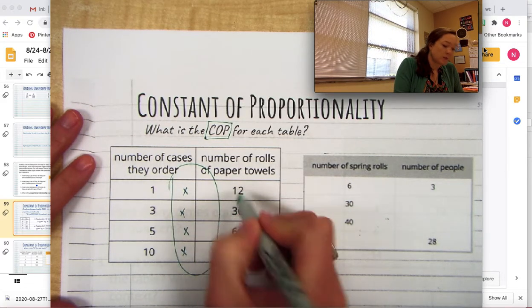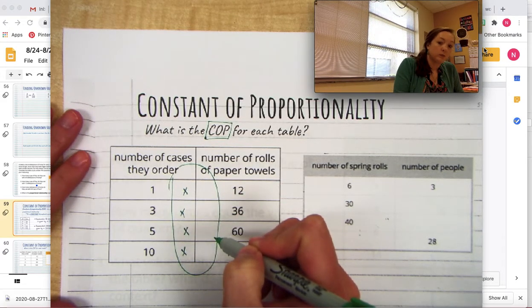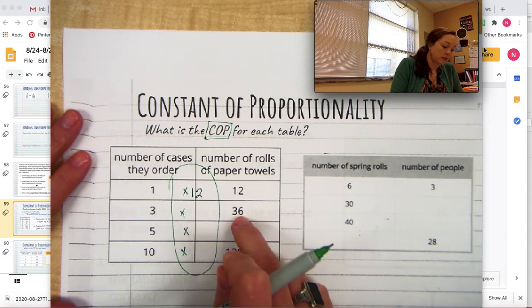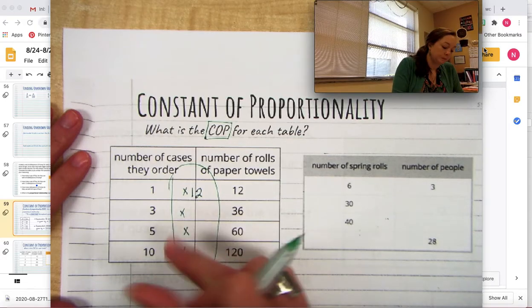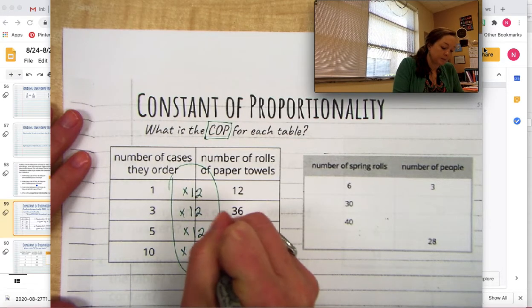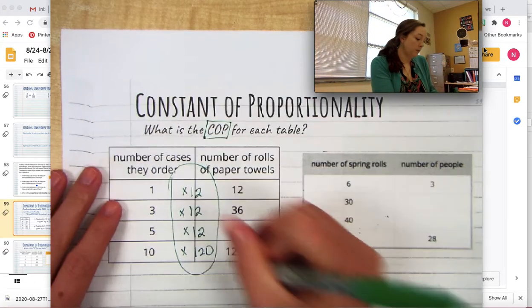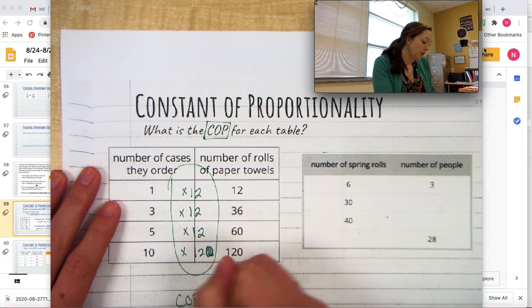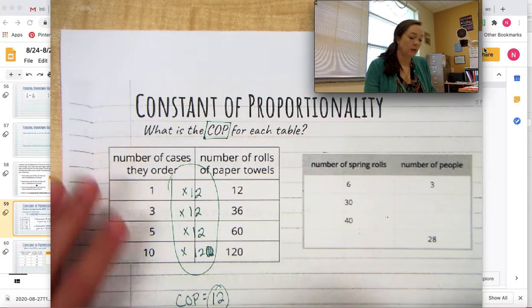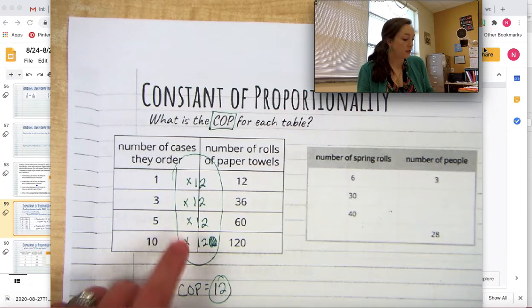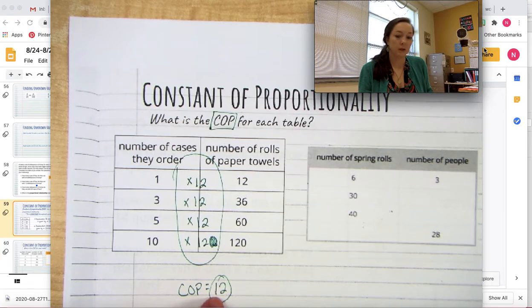So 1 times some number gives me 12. 1 times 12. 3 times something gives me 36. Is it 12? Yes, it is. 5 times 12 is 60. 10 times 12 is 120. So you see our COP, or constant of proportionality, or you can say the scale factor or unit rate, is going to be 12. Okay?